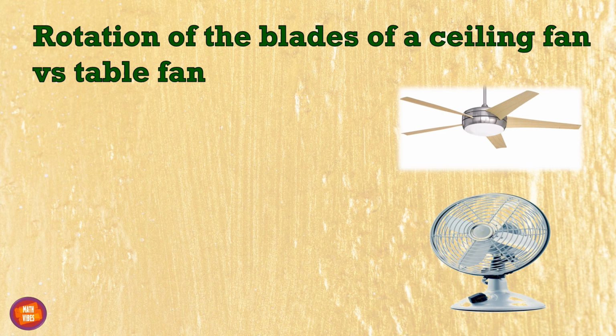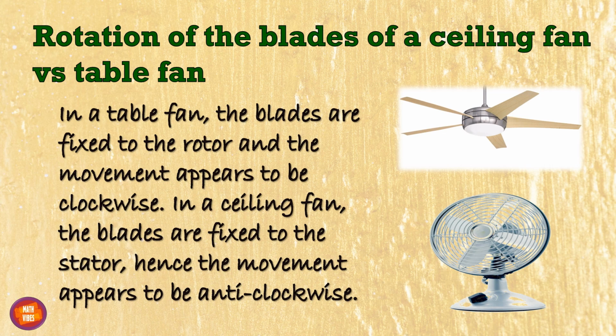We have seen that the blades of the ceiling fan rotate in an anti-clockwise direction. But if you observe carefully, in a table fan the blades are fixed to the rotor and the movement appears to be clockwise. In a ceiling fan the blades are fixed to the stator and hence the movement appears to be anti-clockwise. So in a ceiling fan it appears anti-clockwise and in a table fan it is clockwise.